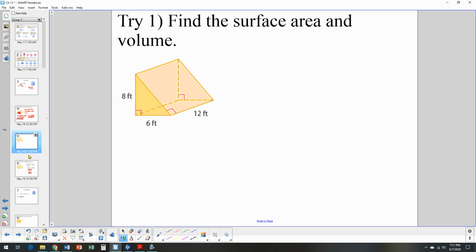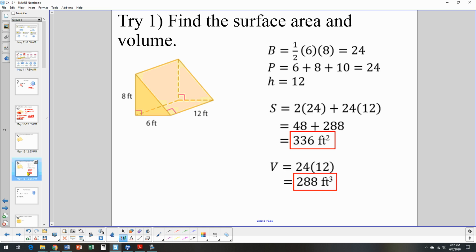So you're going to go ahead and try this one. Find the surface area and volume of this triangular prism. Pause when you're ready, come back and check your answer. All right, so for try 1, we should have gotten a surface area of 336 square feet and a volume of 288 cubic feet, or feet cubed.